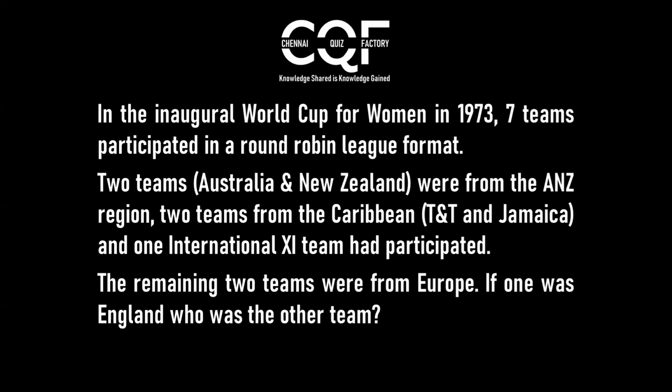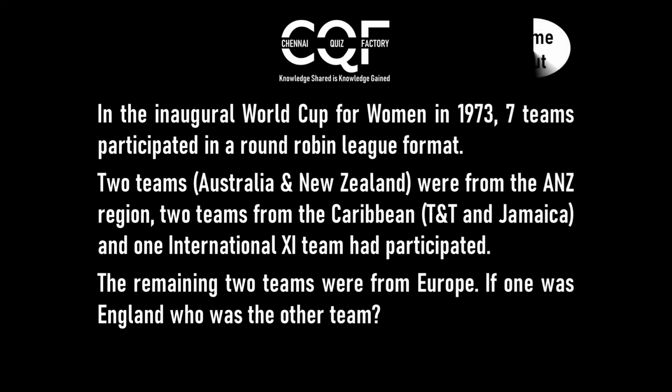Moving ahead. In the inaugural World Cup for women in 1973, 7 teams participated in a round-robin league format. 2 teams, Australia and New Zealand, were from the ANZ region. 2 teams from the Caribbean, which were Trinidad and Tobago and Jamaica. And 1 International XI team had participated. The remaining 2 teams were from Europe. If one was England, what was the other team?